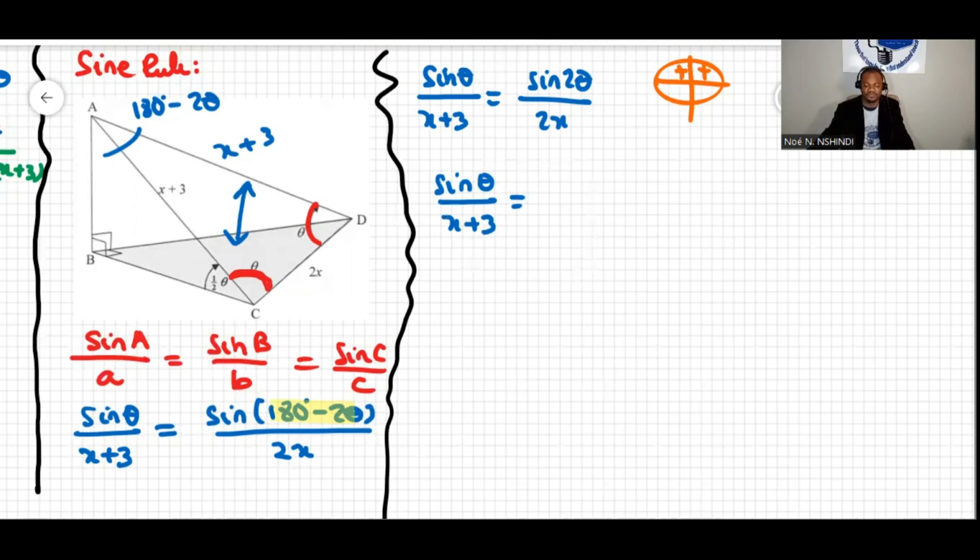by definition. We do know the formula for sine of 2 theta. Let me write it over here. Sine of 2a is equal to 2 sine a cos a. So sine of 2 theta can be written as 2 sine theta cos theta all over 2x.